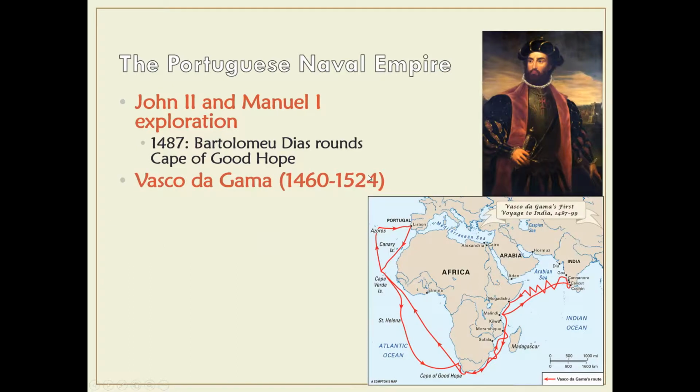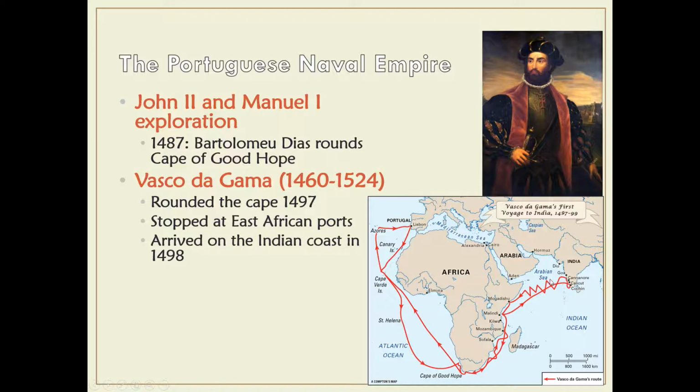After that, you have Vasco da Gama rounding the Cape and stopping at ports along the coast of East Africa. About 1497, Vasco da Gama makes it around the Cape, stops at ports along the way, and begins to set up some more fortifications. And then he makes it to India in 1498 and comes back, gets a little lost along the way, and makes it back to Portugal.